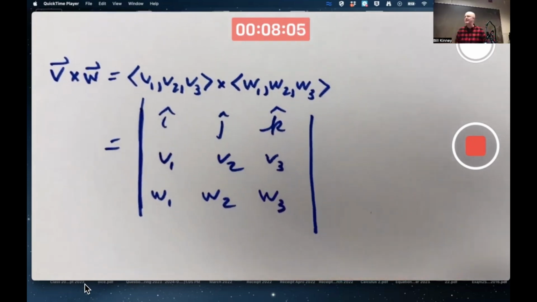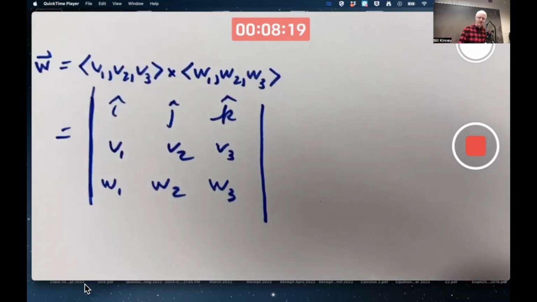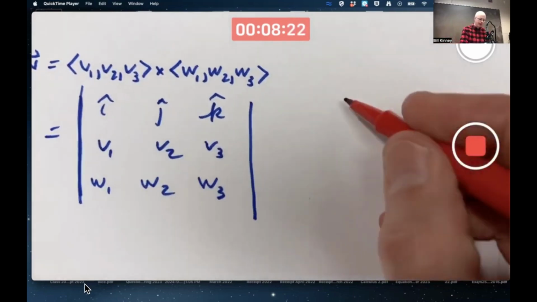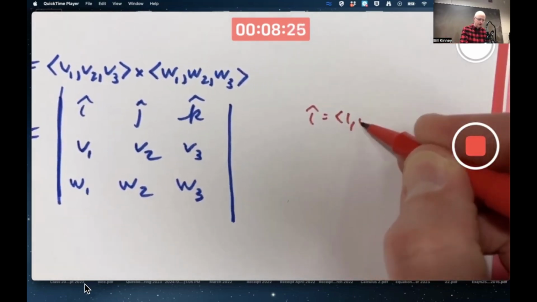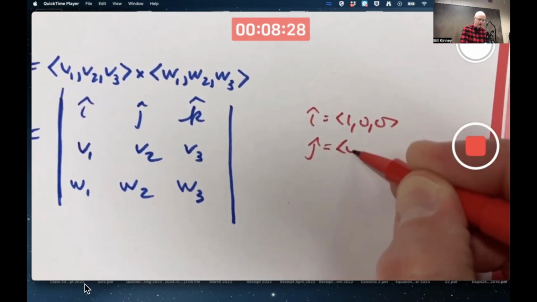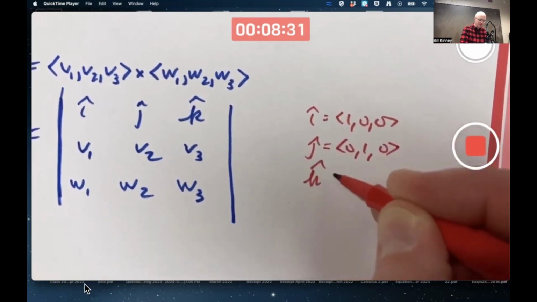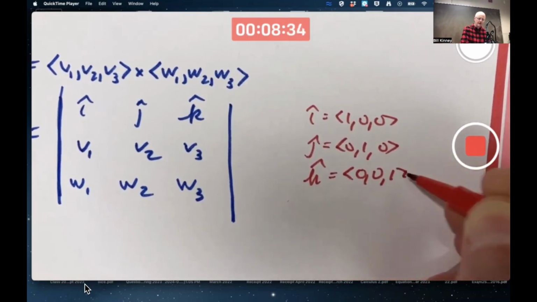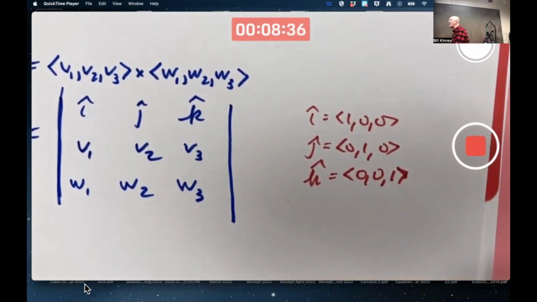Now, this is not an ordinary kind of matrix. I do have 3 rows and 3 columns. However, the first row is all vectors, not numbers. i hat, j hat, and k hat are not numbers, they're vectors. I mean, yes, they have components. i hat equals 1, 0, 0. j hat equals 0, 1, 0. And k hat equals 0, 0, 1 in rectangular coordinates. But when computing this determinant, I don't even bother thinking about that. I only convert to components at the very end of what I do here.